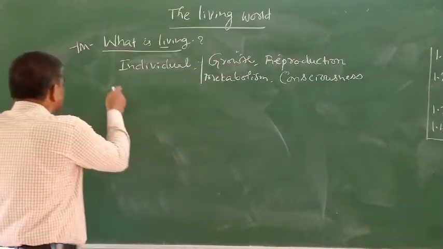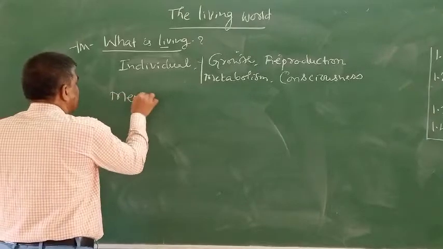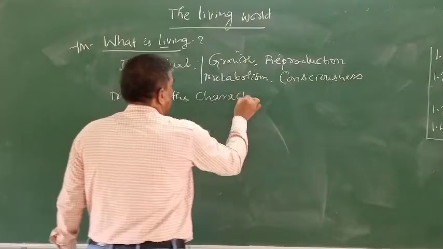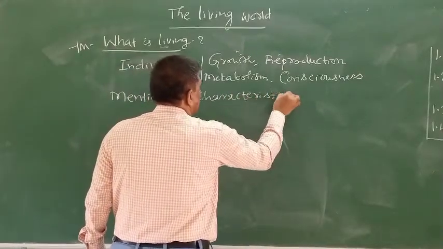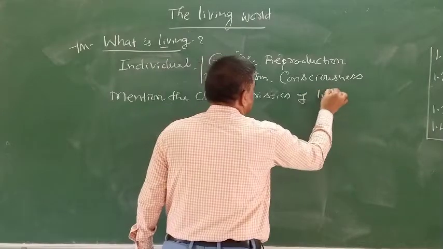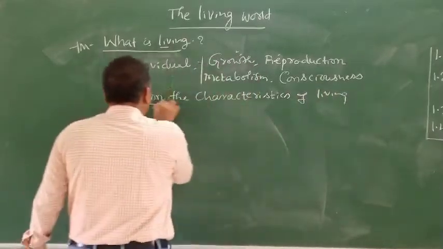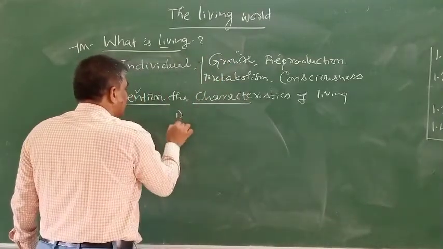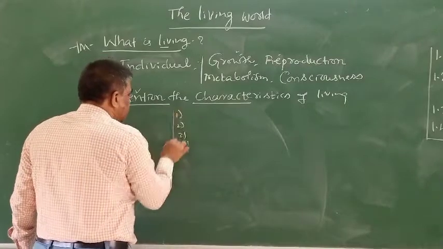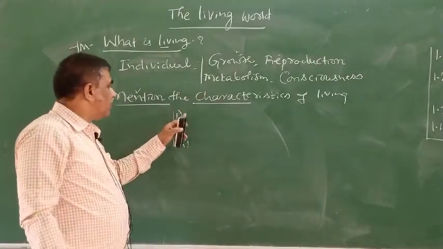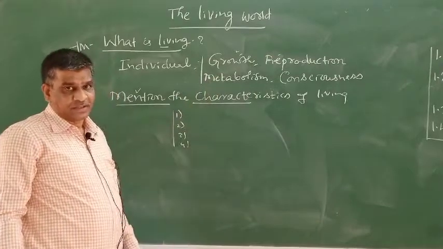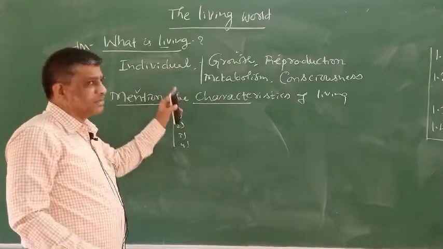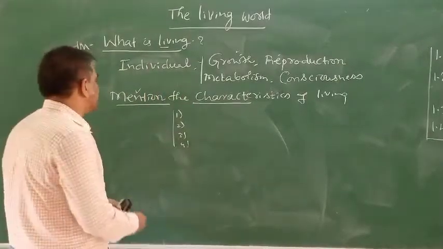Or otherwise, sometimes they may ask a question, mention the characteristics of living. Sometimes they may ask a question like this in the examination. You just have to write these characteristics one by one, so that you will get half mark for mentioning each characteristic. Okay, so you may get any one from this. There is a chance to get a question in the examination like this.